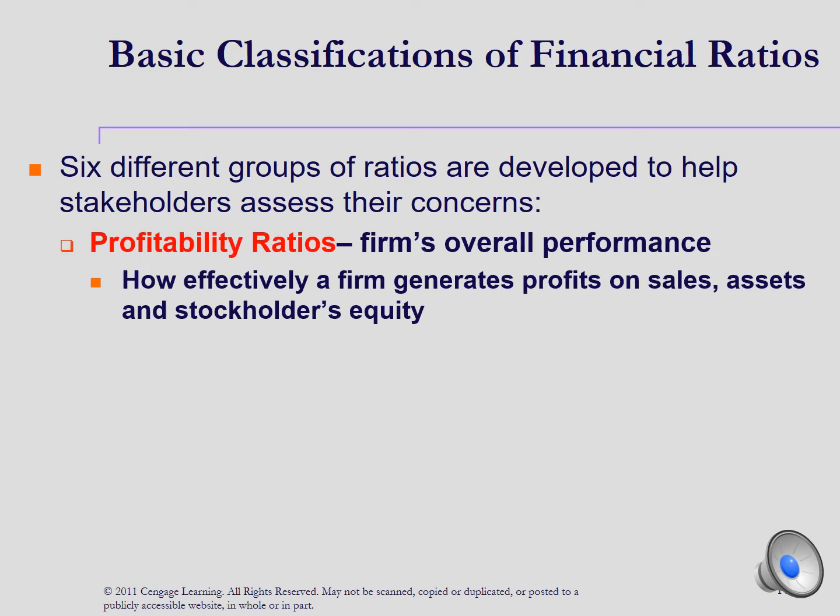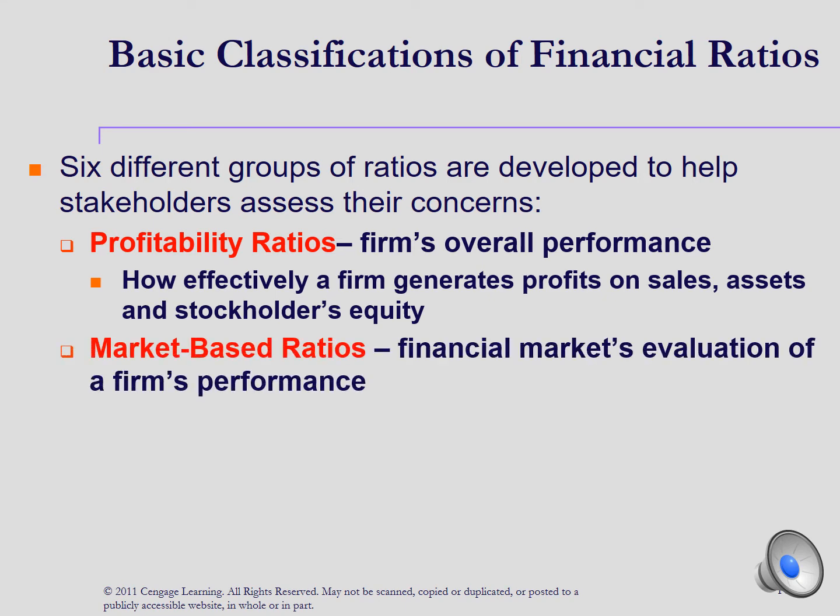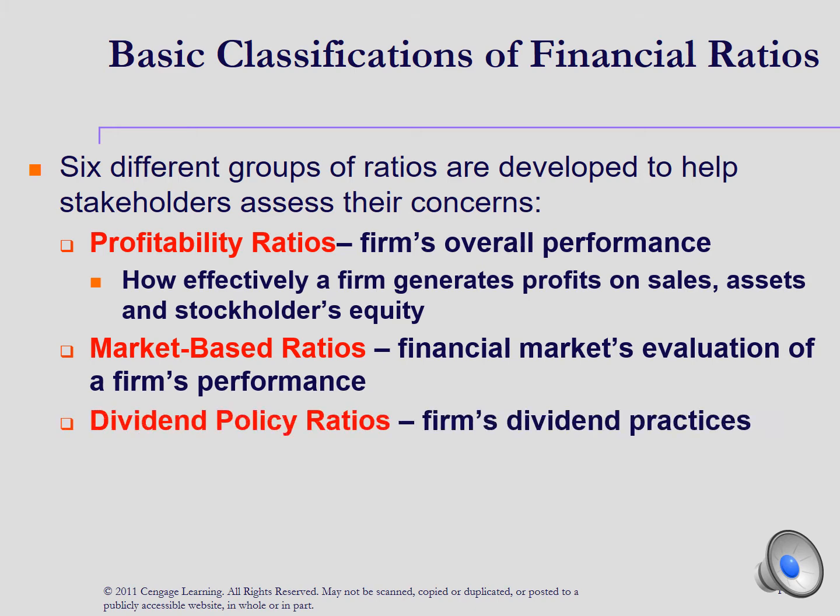Profitability ratios. Profitability ratios indicate a firm's overall performance. It shows how effectively a firm generates profits on sales, assets, and stockholders' equity. Market-based ratios. Market-based ratios indicate financial markets' evaluation of a firm's performance. Dividend policy ratios. Dividend policy ratios indicate a firm's dividend practices.